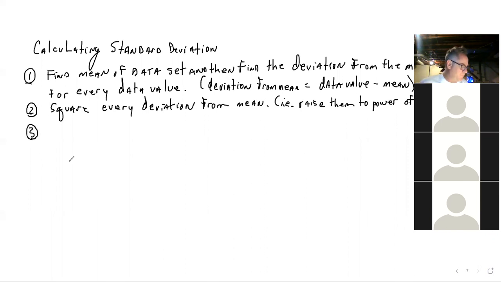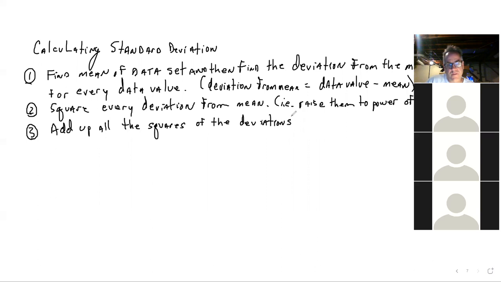So number 3. Now I'm going to add it all up. So I'm going to add up all the squares of deviations from mean.